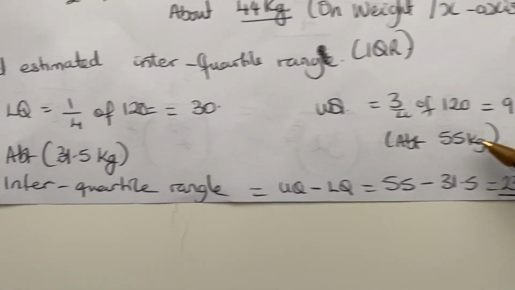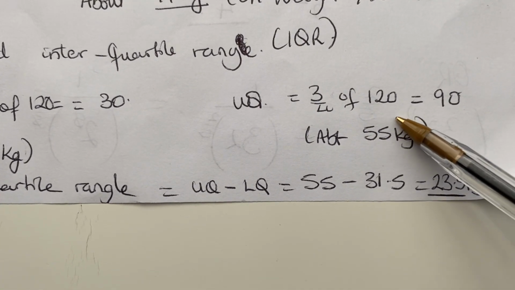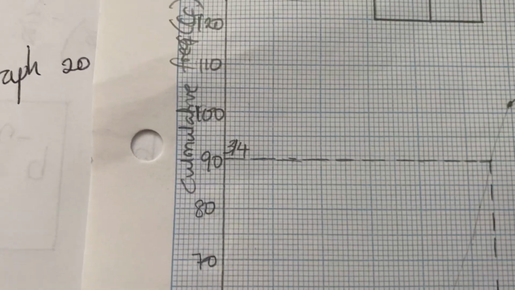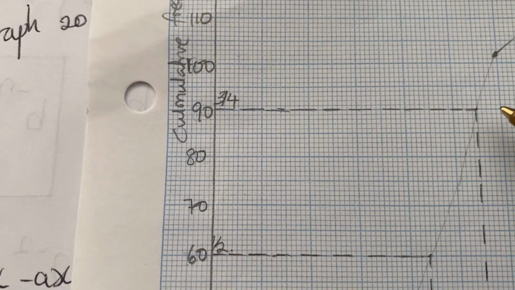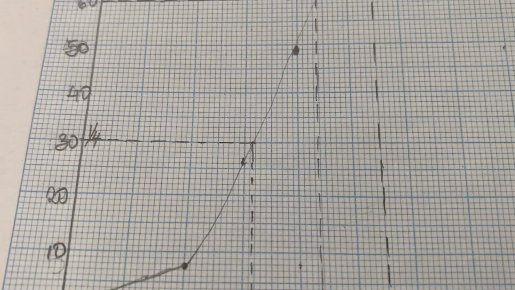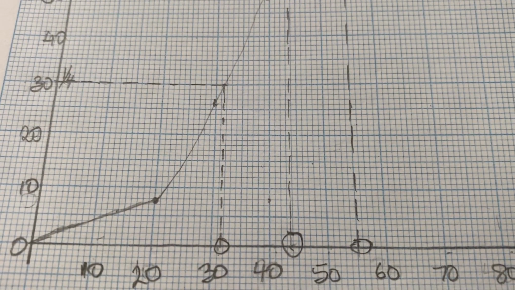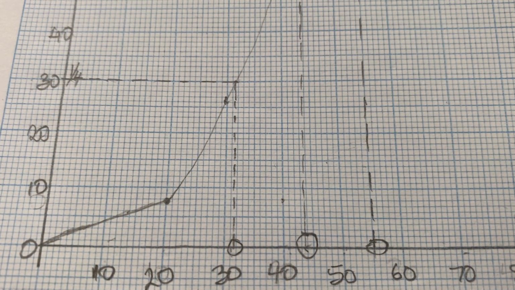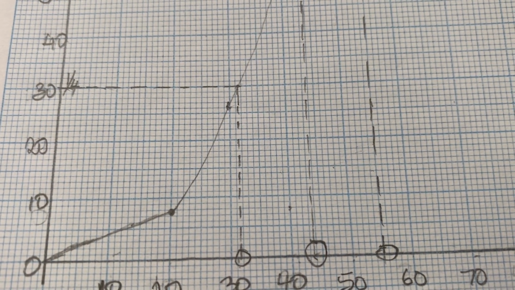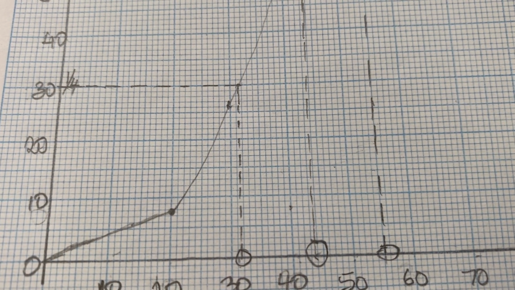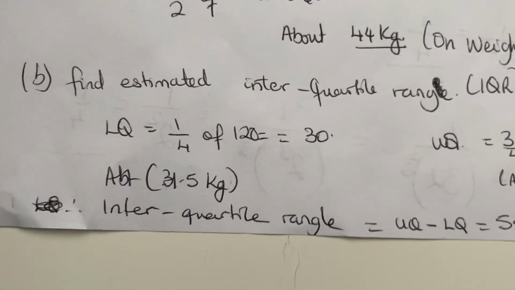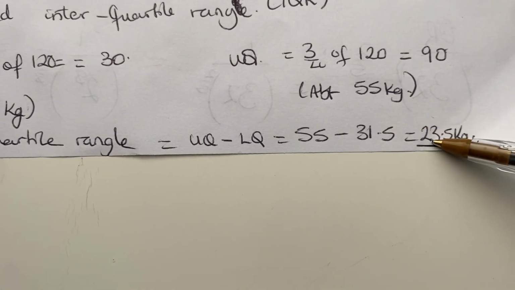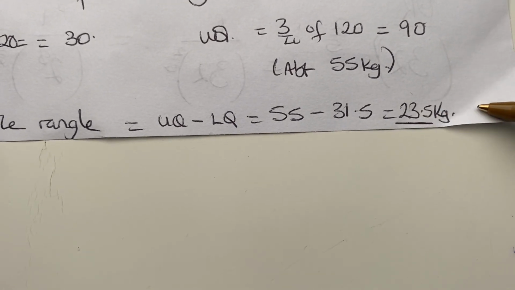The upper quartile again is 3/4 of 120, which is 90. So you look for 90. Okay, all the way here. You go all the way down here. Okay, that will be about 55. Now these are weights, so you can get 0.5 or point whatever. Okay, so then the interquartile range now will be 55 minus 31.5, which is 23.5 kilograms.